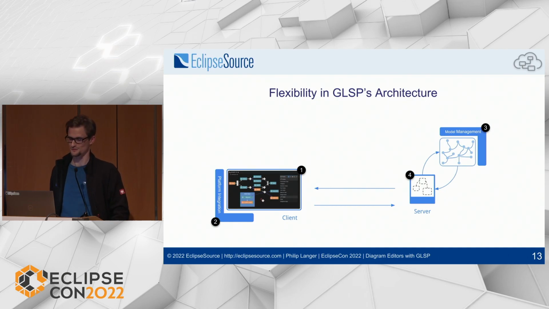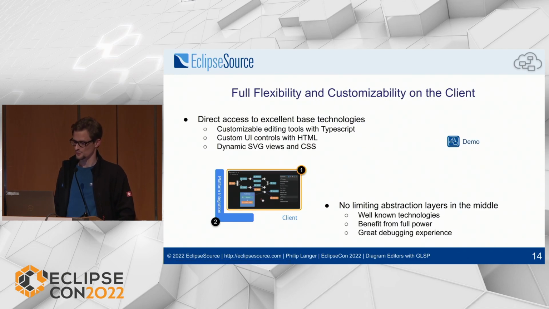So what I did in this talk is basically taking the architecture of GLSP and going through every component. We have here 4 loosely coupled components in GLSP, and highlight one of those flexibilities and how I've seen it being used. So starting with the most obvious, of course, is the client side that is responsible for the rendering.